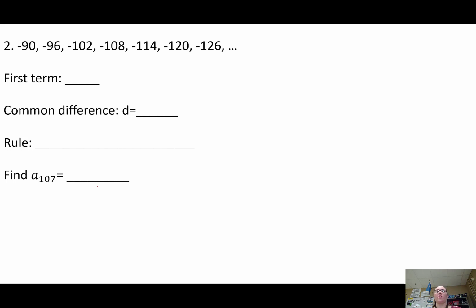Okay, now let's look at this one. We've already got our sequence listed out. So what is my first term there? My first term there is negative 90. What is my common difference? How am I getting from one to the next? Well, to go from negative 90 to 96, I'm subtracting 6. And I'm subtracting 6 each time.